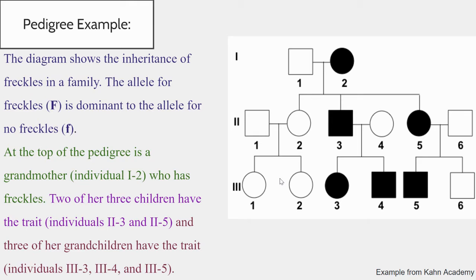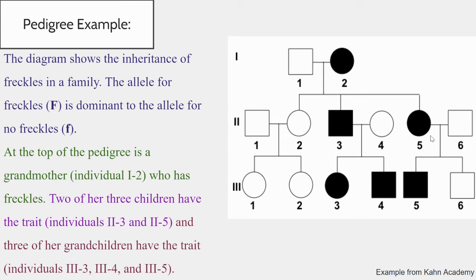But anyway, over here we have a father with freckles and a mother with no freckles, and they have children who both happen to have freckles because they got that freckle trait from their dad. They must have both inherited a big F allele from their dad.